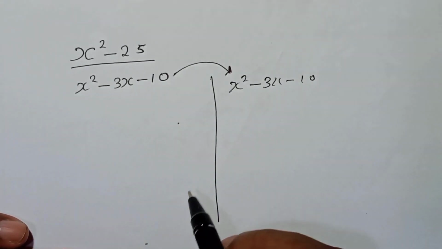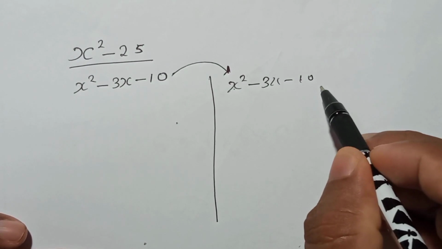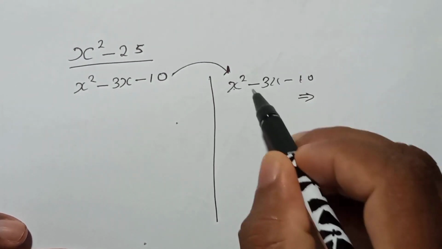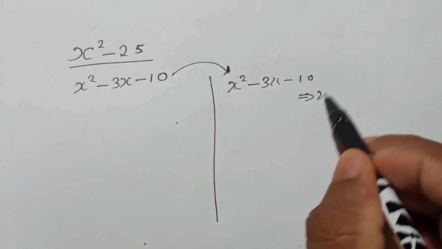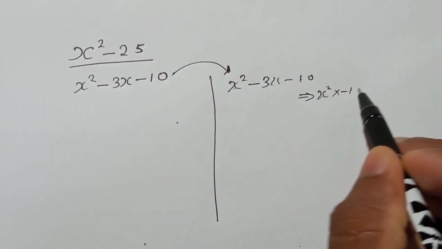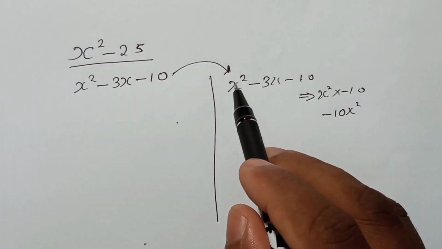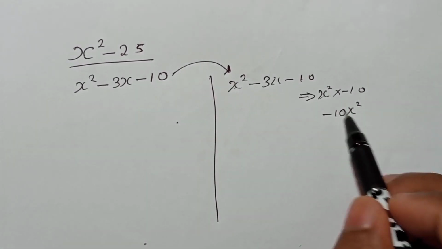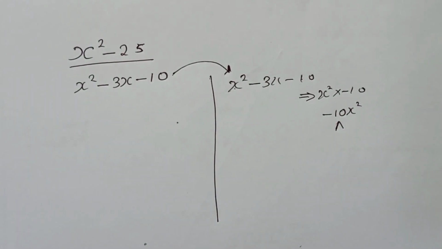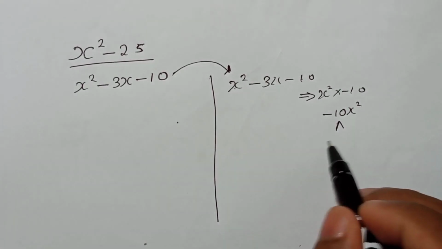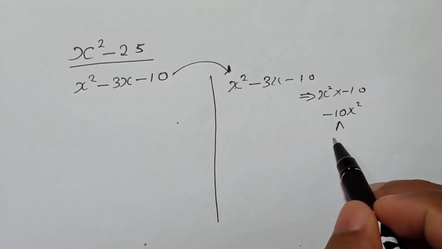How to factorize this? We know we need to multiply this one into this, right? If I write it here, x square into minus 10, it will be minus 10 x square. First term multiplied by the last term. So here, minus 10: how can you get it? When you multiply two numbers and when you add those two numbers, you must get minus 3. So you have to think about that.